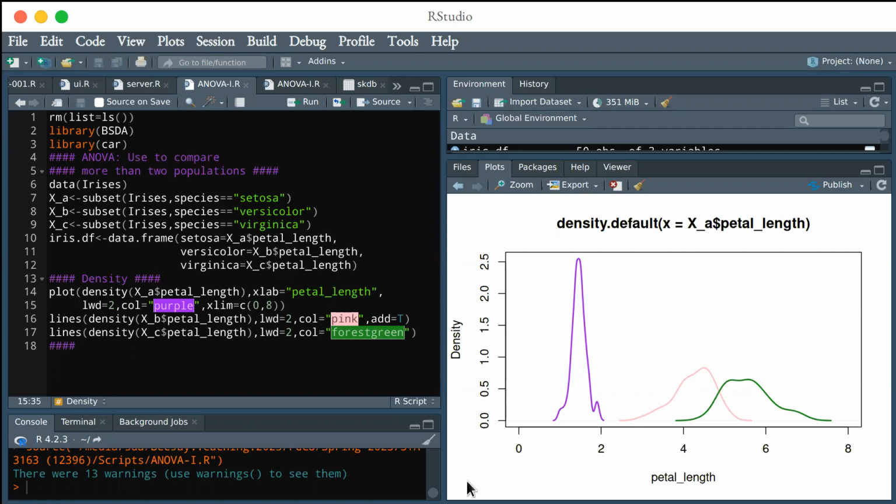Do you think that ANOVA will reject the null? Yeah. Why? There's at least one different. Okay. Are there differences in average petal length based on species?